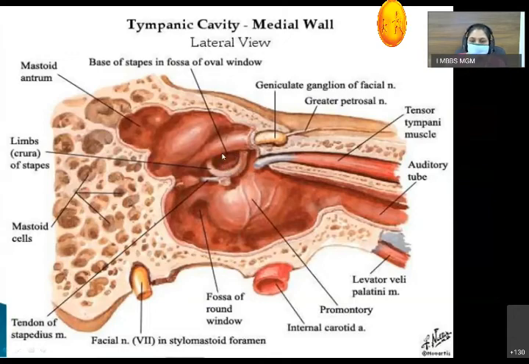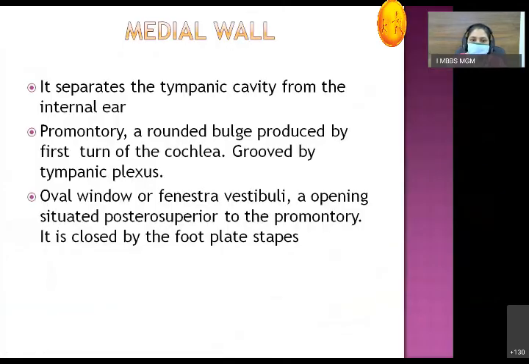This is the oval window, an opening which is situated posterior-superiorly to the promontory and it is closed by the footplate of the stapes.